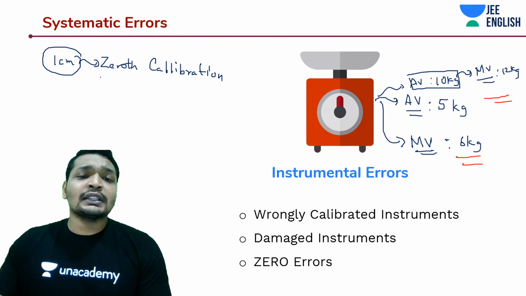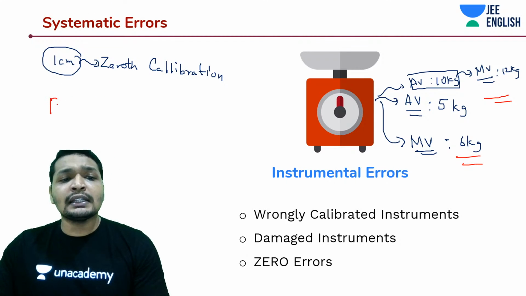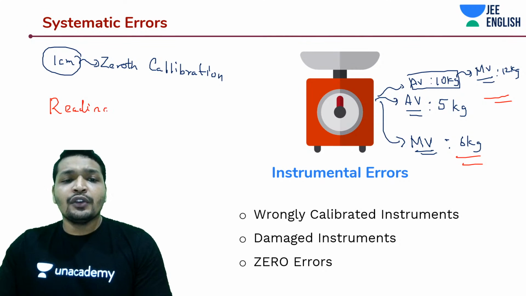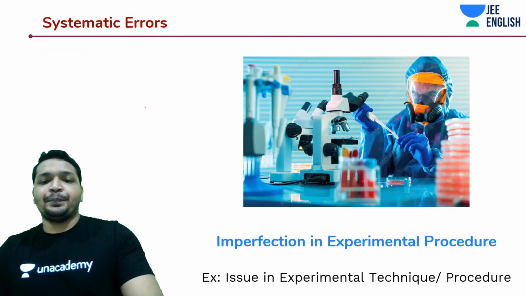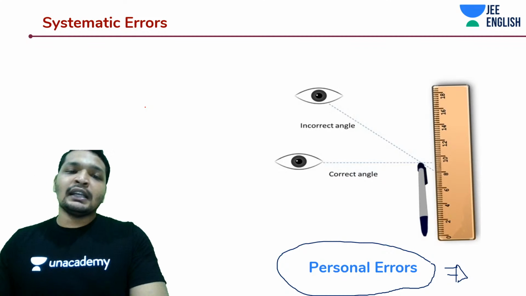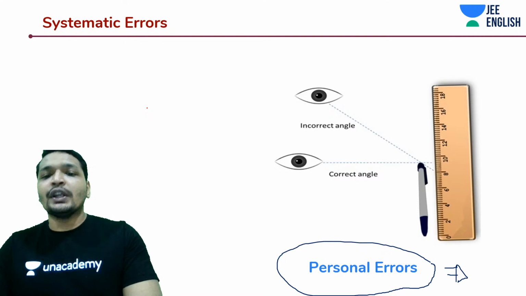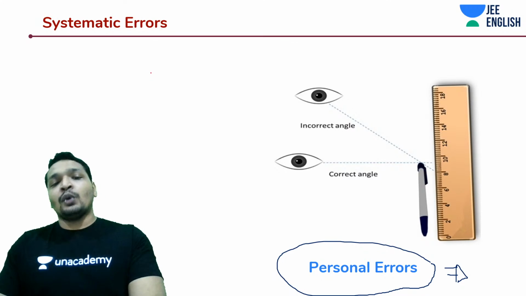What about your zeroth calibration being wrong? Always your reading is going to be plus 1. You need to subtract that plus 1. So personal errors also generally tend to induce errors in one direction.